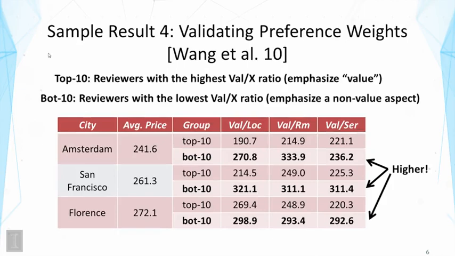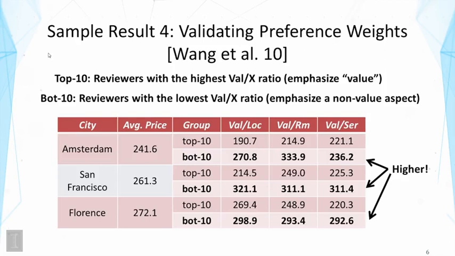And here are some results to validate the preference weights. Remember, the model can infer whether a reviewer cares more about service or the price. Now, how do we know whether the inferred weights are correct? This poses a very difficult challenge for evaluation. Here we show an interesting way of evaluating the results.